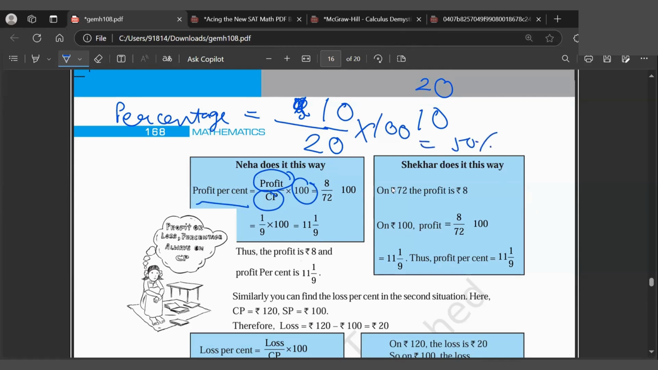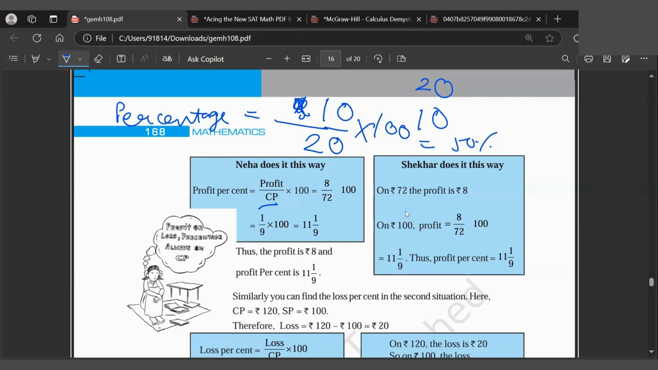Here, we are writing what we have to find. We have to find profit percentage, so what do we write in the numerator? Profit. And what is in the denominator? It is cost price. Now, why is it cost price and not selling price? Can you tell me? Ma'am, because cost price is what we buy, and we sell it in the selling price, not in the CP.